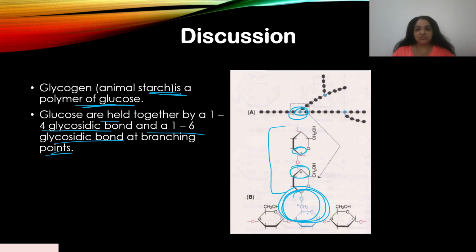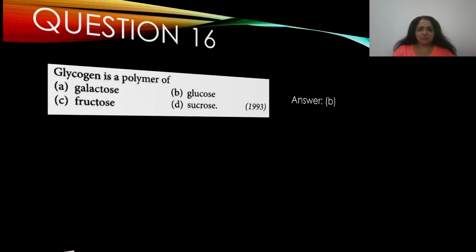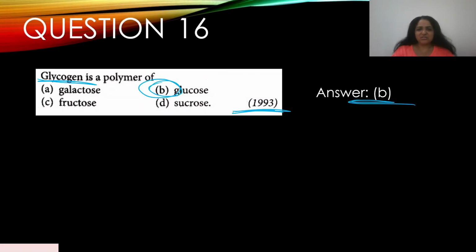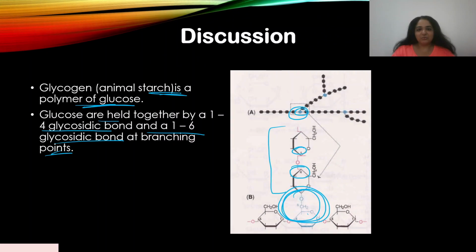So which is branched and which is unbranched? Cellulose is unbranched. Do you remember that? Starch is branched. Glycogen is branched. I would suggest you remember these structures: which is branched, which is unbranched, which is alpha, which is beta. They could possibly ask you that in the exam. But if you look at the question, it was pretty simple. Glycogen is a polymer of glucose. Okay, let's move on.